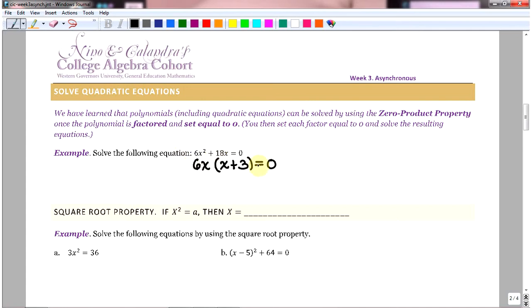So now that it's factored and equal to 0, we can apply the zero product property. We set each factor equal to 0. So 6x equals 0, or x plus 3 equals 0. Dividing both sides by 6, we get x equals 0 for one of our answers. Subtracting 3 from both sides, we get x equals negative 3 for our other answer. All right, so this is solving using the zero product property.